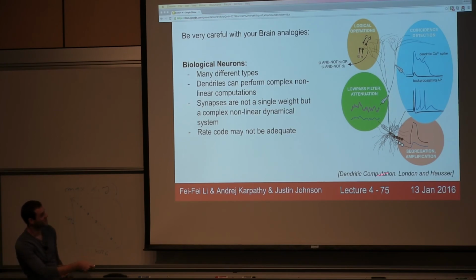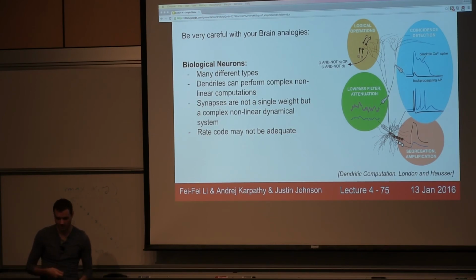And that's because neurons are complex dynamical systems. There are many different types of neurons. They function differently. These dendrites can perform lots of interesting computation. A good review article is "Dendrite Computation", which I really enjoyed. These synapses are complex dynamical systems. They're not just a single weight. And we're not really sure if the brain uses rate code to communicate.